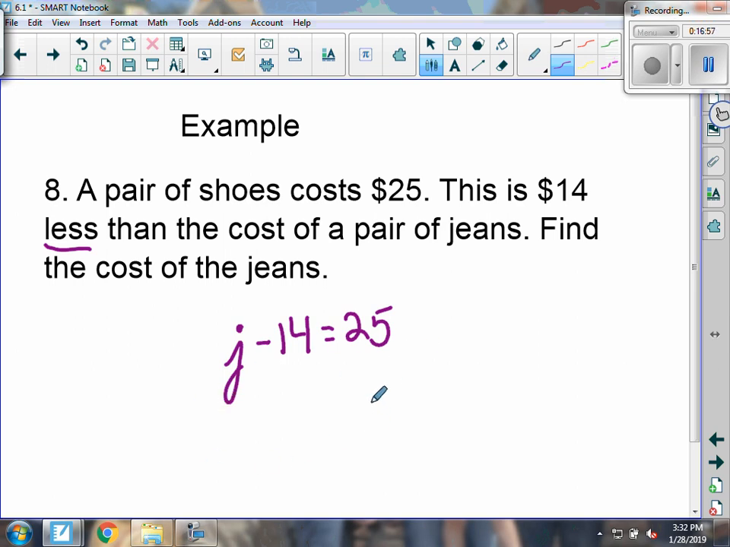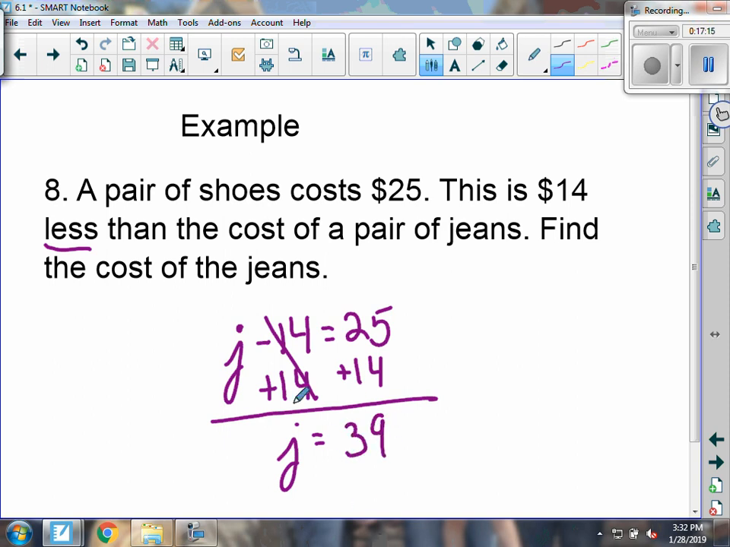I want to get J by itself, so I want to get rid of my minus 14. The opposite of minus 14 is plus 14. So those 14s cancel out, so I'm left with J is equal to 25 plus 14 is 39. I'm talking about money, so I'm going to put the dollar sign in front. Be careful, I know we say 39 dollars, and so some people think the dollar sign goes in the back. It does not. It goes in front of the number. So be careful to make sure that you're not making that mistake. Okay, so our jeans are going to cost $39.